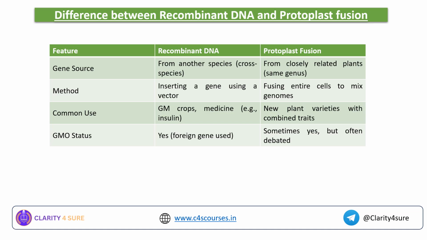Examples of recombinant DNA are GM crops and the insulin bacteria, and for protoplast fusion it is new plant varieties with combined traits from a closely related species. GMO status: yes, recombinant DNA yields genetically modified organisms because we are inserting a new gene from another species, whereas protoplast fusion is sometimes considered GMO, but it is often debated.